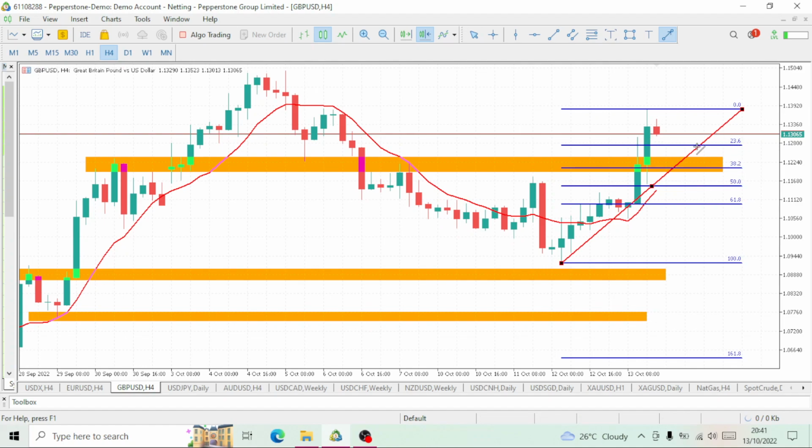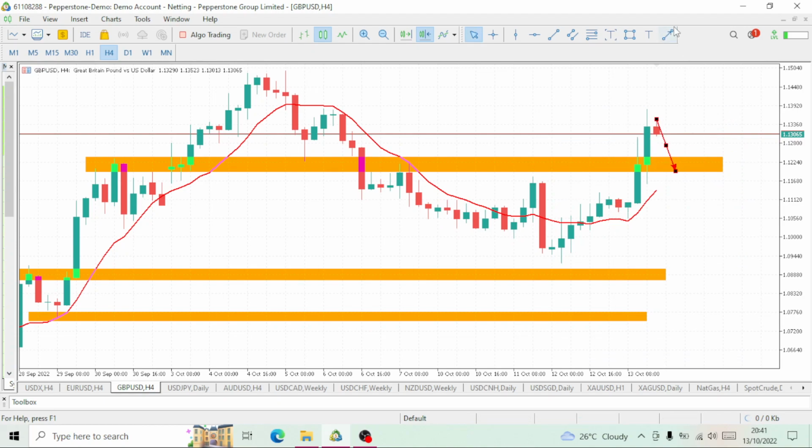Once this price gets to 23.6, it breaks below, it comes to 38.2. Once it comes there, then we should see a bullish movement, and then again a massive drop would happen. That is exactly what might possibly happen. So just watch out for it on GBP USD for the day.